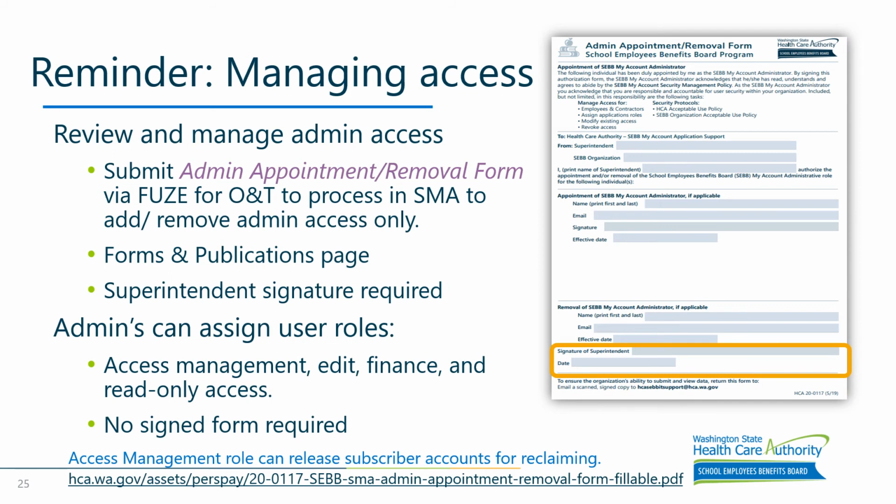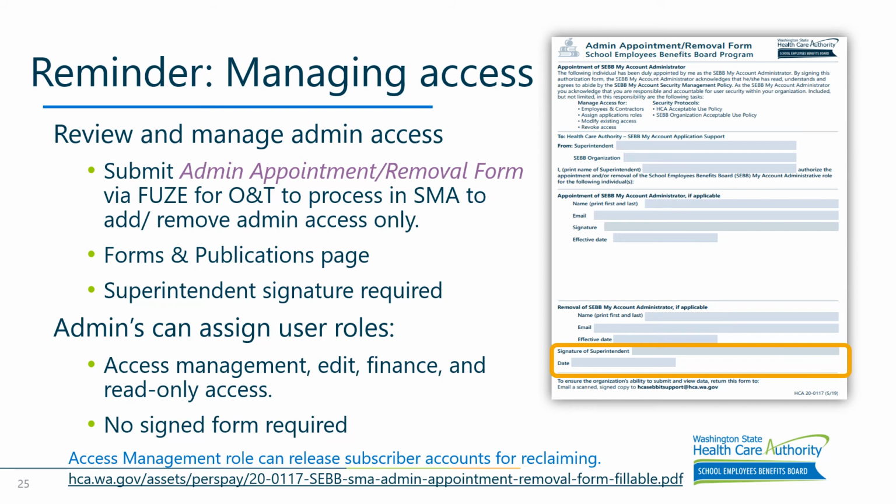As a reminder, you want to go ahead and manage your access to SEBB My Account as a SEBB organization. You can review and manage admin access. If you have new benefit administrators that come in or leave that require admin access, you must submit an admin appointment removal form via FUSE for outreach and training to process in SEBB My Account to add or remove admin access only. You can find this form under the Forms and Publication page. Keep in mind that the superintendent's signature is required on this form when you're submitting it via FUSE.